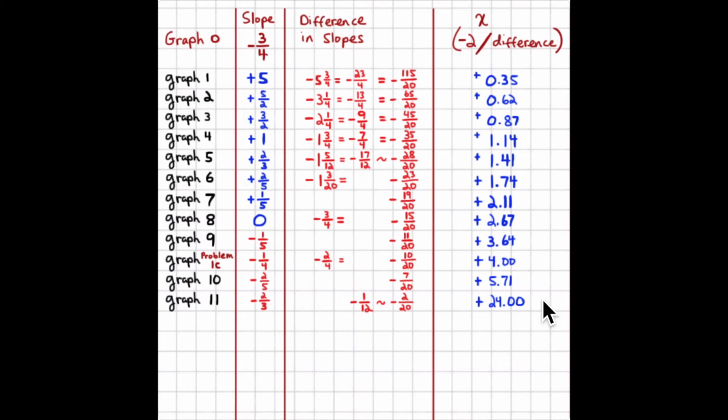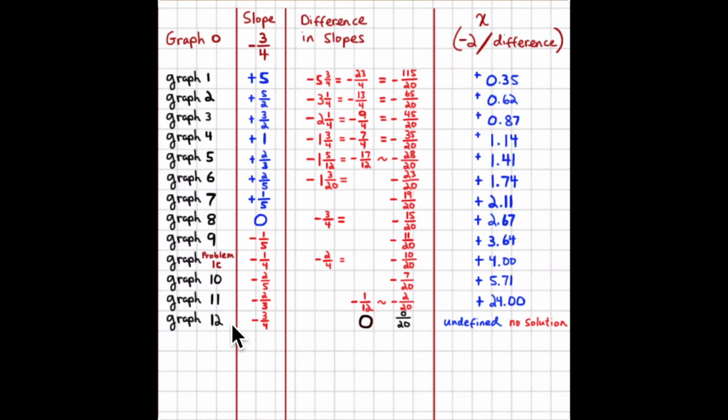And actually, the next part is where the lines are parallel. So the solution is undefined. It's a parallel line. They never intersect. So this has a slope of negative 3/4, and equation 1 has a slope of negative 3/4.